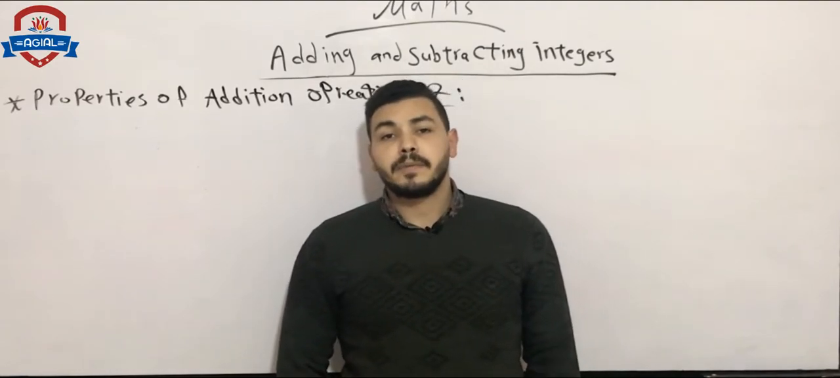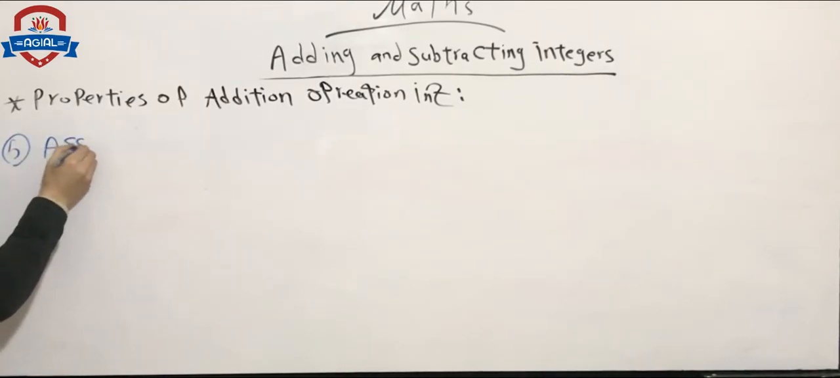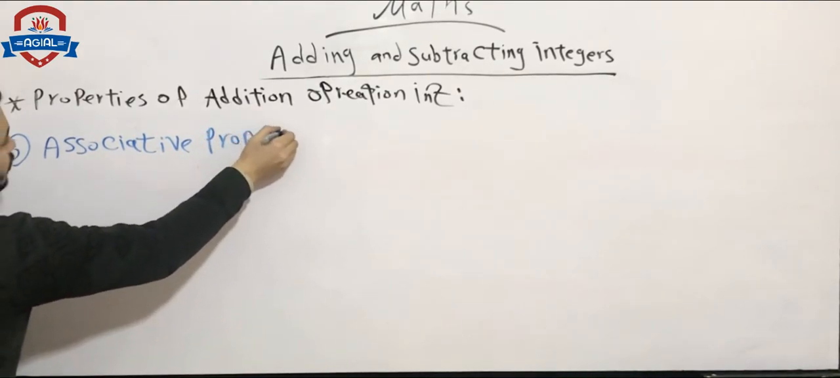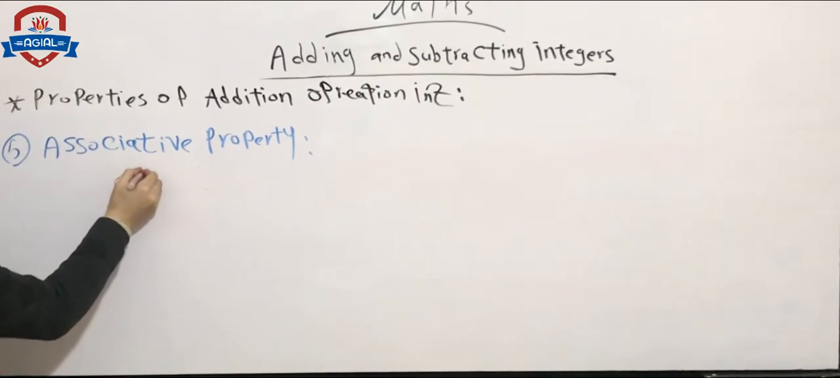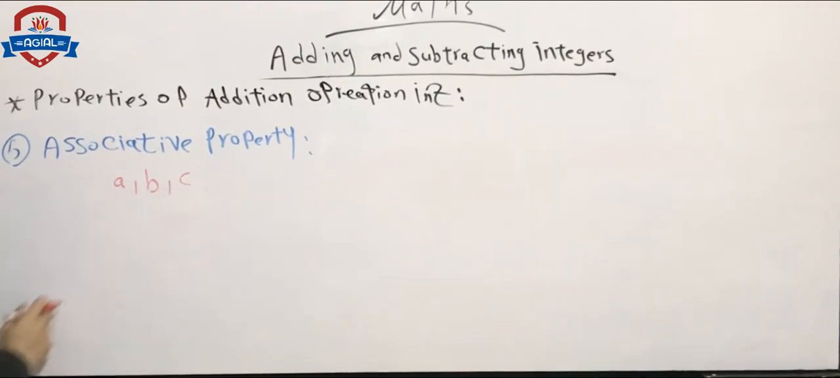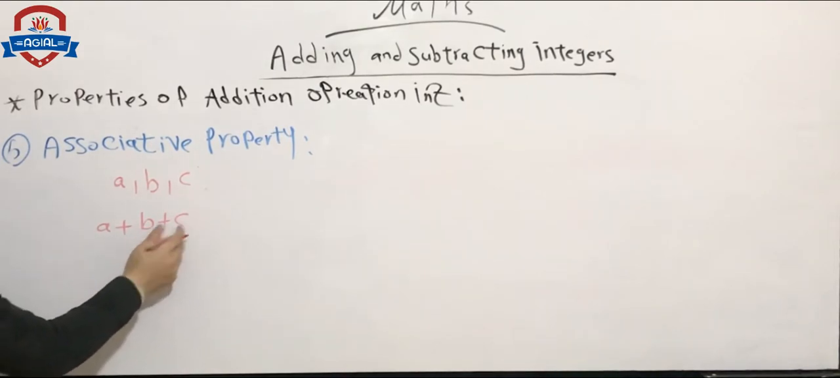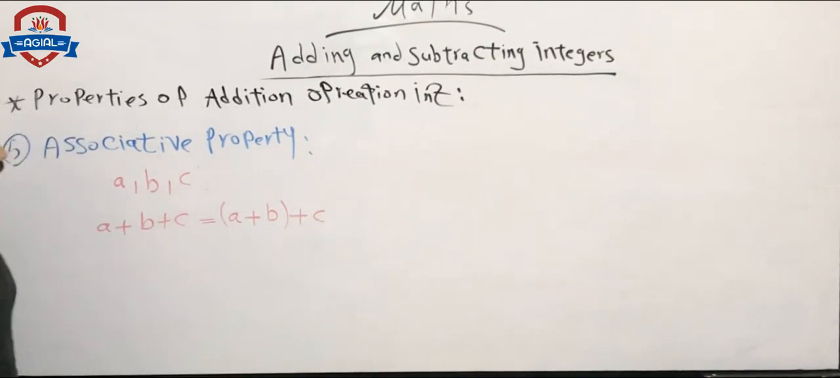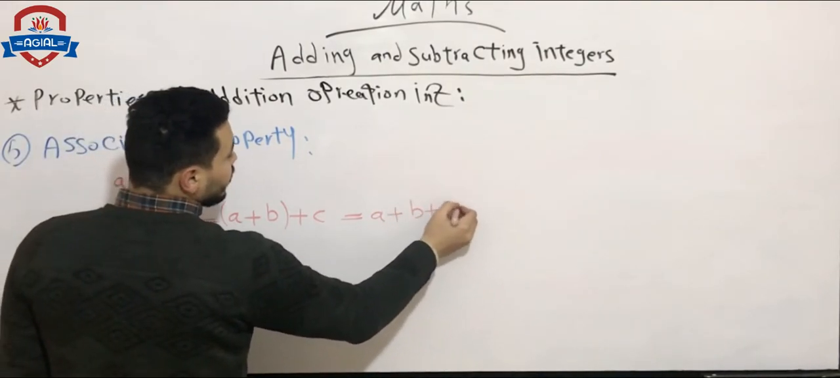Number 5, associative property. If we need to add 3 integer numbers, A and B and C, A plus B plus C equals A plus B, all plus C, equals A plus B plus C, all.